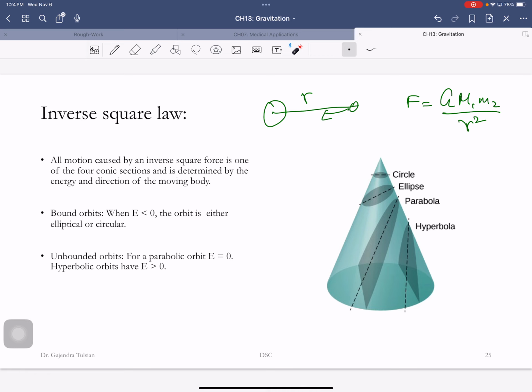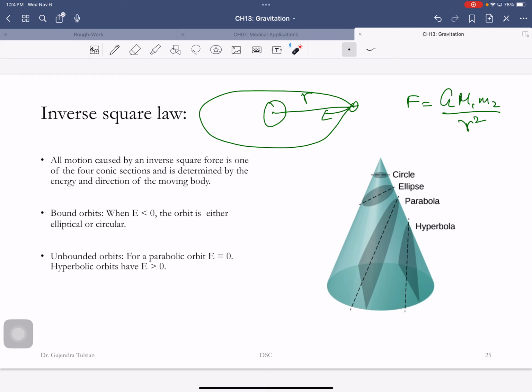As long as the force is like this, if this is massive, this guy will orbit around him. For the Earth orbiting the sun, the orbit can only be one of three types, and these are all sections of a cone. So here's a cone, and these are conic sections. As long as the force is like that, the orbit can be either a circle or an ellipse. These are bound orbits, so this is bound to that object.